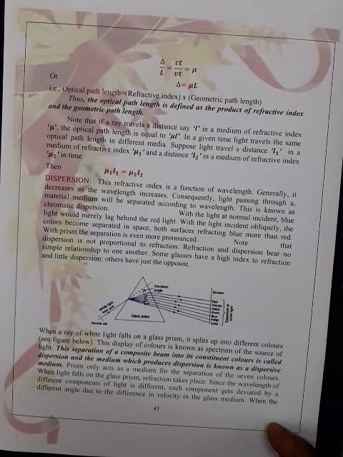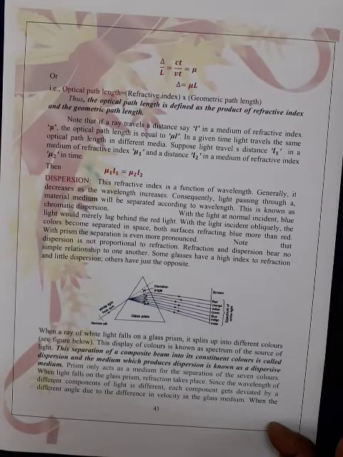With the light incident obliquely, the colors become separated in space, both surfaces refracting blue more than red. So with a prism, the separation is even more pronounced. Note that dispersion is not proportional to refraction. Refraction and dispersion bear no simple relationship to one another. Some glasses have a high index of refraction and little dispersion. Others have just the opposite.